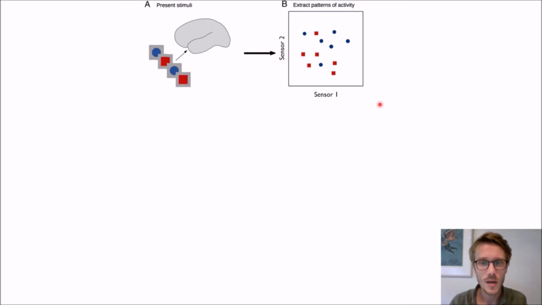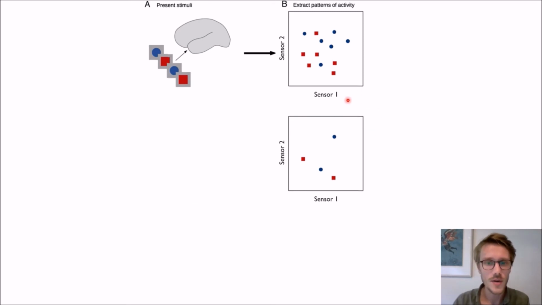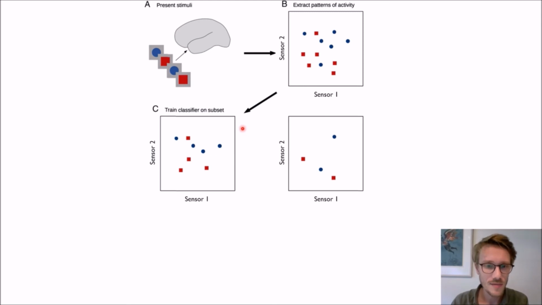Now with MVPA, we take apart a subset of trials, we put them aside. All the other trials, we use to train a classifier, and the classifier is going to make a decision boundary that best separates our 2 classes based on the activity that they evoked in sensor 1 and sensor 2. So if we separate the blue circles from the red squares, the best separation is this diagonal line, right? Most of the inanimate objects are below and all of the animate objects are above, and there's one inanimate object above, but this is the optimal decision boundary.